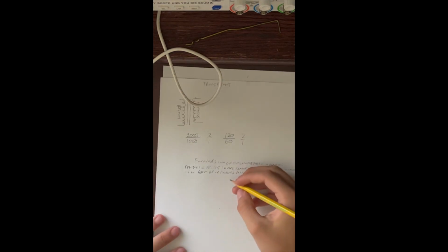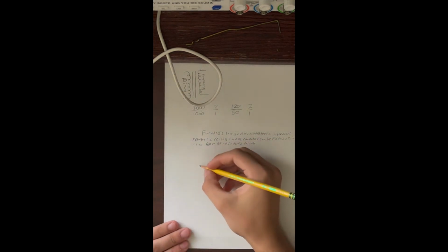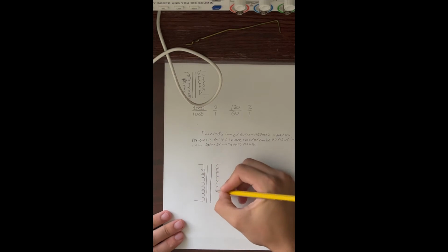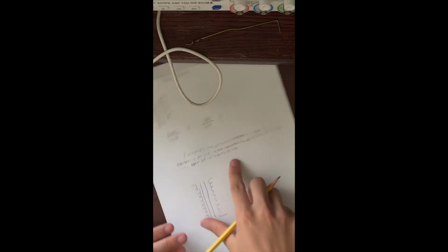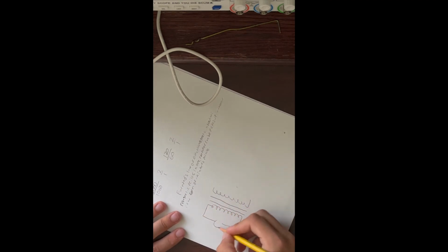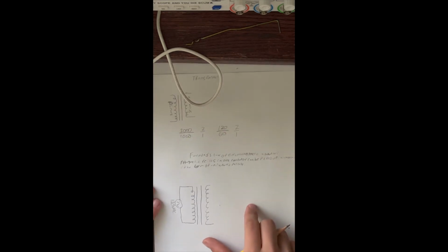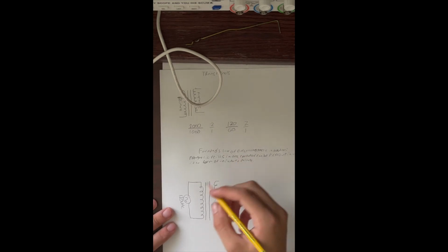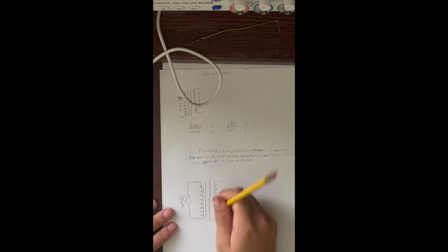So if we're going to draw this scenario, we can draw it like this. I'll redraw our transformer diagram here. Okay, now let's say we're going to apply our AC source, and this is 120 volts, 120 VAC, volts AC. Now this is going to create a magnetic field.